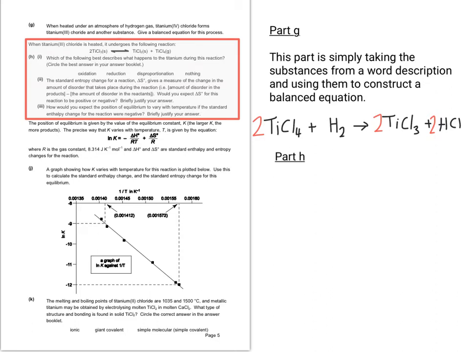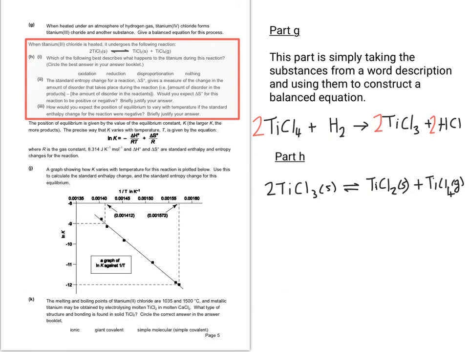So in part H it gives you a reaction, which I'll just copy out for you so we can talk about it. And it asks you which of the following: oxidation, reduction, disproportionation or nothing, best describes that reaction. Because it's clearly talking about redox, the best thing to do is to assign oxidation numbers.